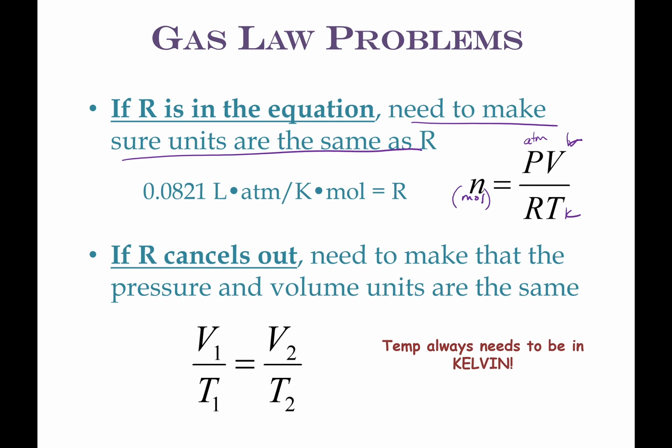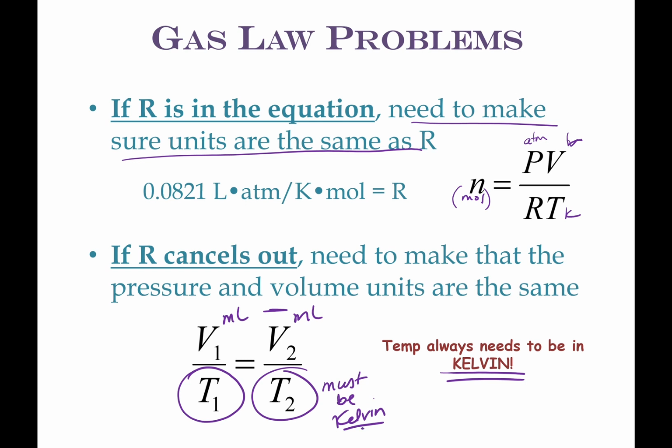So if R cancels out, you can have units be anything really except for temperature, which must always be in Kelvin. So volume could be milliliters or liters as long as they're the same. They have to be the same. We can't compare apples and oranges. So if R cancels out, and we're using any of Boyle's, Charles's, Gay-Lussac's laws or Avogadro's law, the other units don't matter as much, but temperature must be Kelvin because that's the only way it relates.